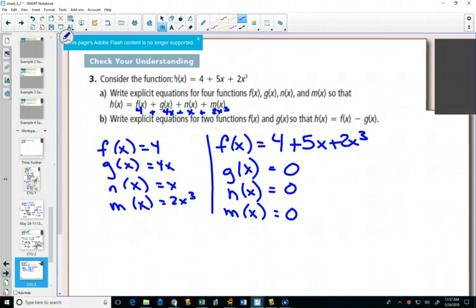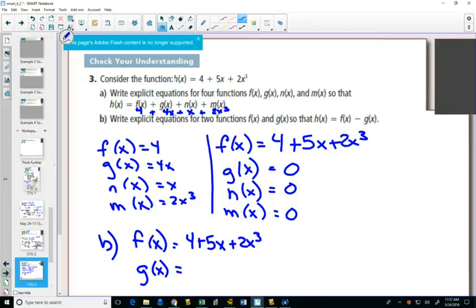Same thing in b, right? What happens if I made f of x equal to the exact same thing that we started with? What would g of x have to be? 0. Subtracting 0 wouldn't change it. I mean, you could make f of x 4 plus 5x, and then g of x a negative 2x cubed, and subtracting the negative would make it positive. That would work as well. So there's more than one right answer for something like this.